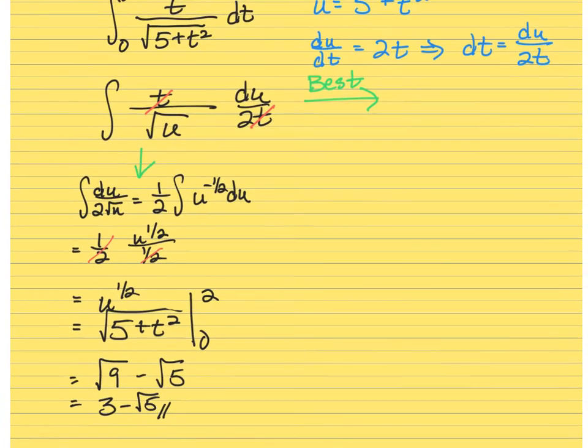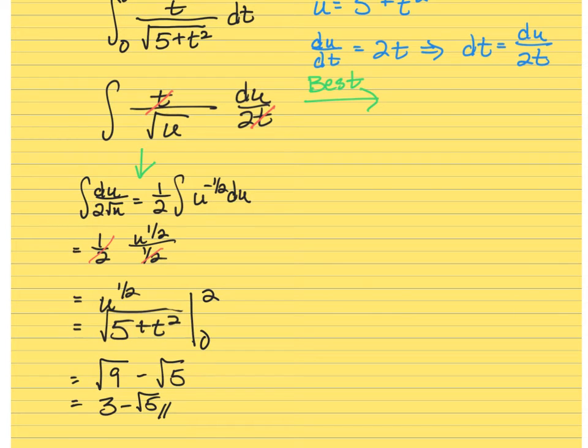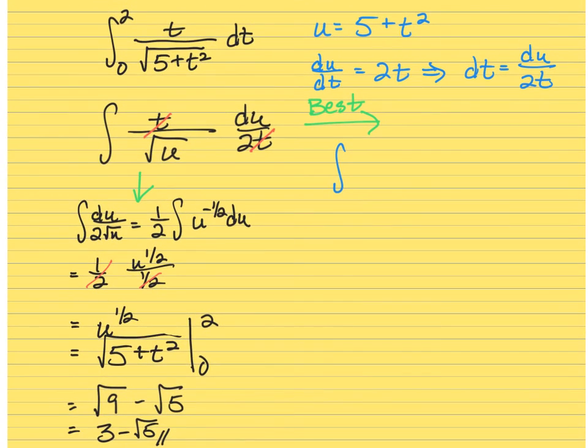But there's a better way, and that is, again, after you've found your u and your dt, and you substitute. Okay, so let's pick up. I'll do this one in blue. So we're going to have t over square root of u, and then for dt we plug in du over 2t. And the t's are going to cancel, right? Like we expected. Now we're just down to u's.